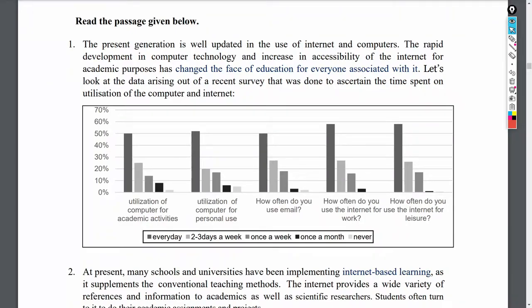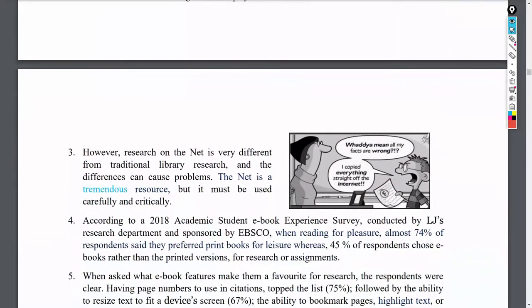How often do you use email? How often do you use the internet for work? How often do you use the internet for leisure? So, ये सारे देख के आपको क्या करना पड़ेगा? So, you need to go to the question. Study the graph, okay? Just as you have done it in the PISA, in the similar manner, you go on answering the question, okay? Let us see the first question from here.